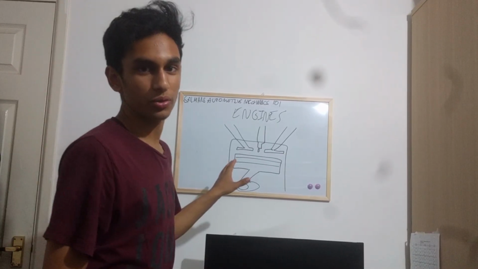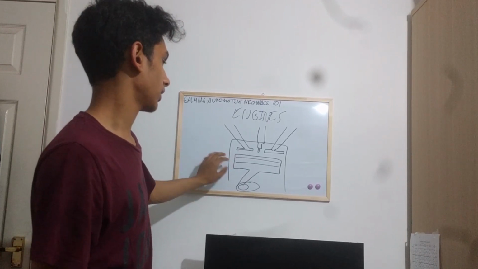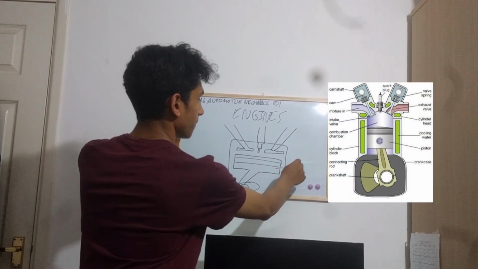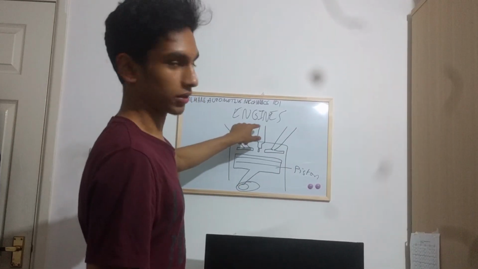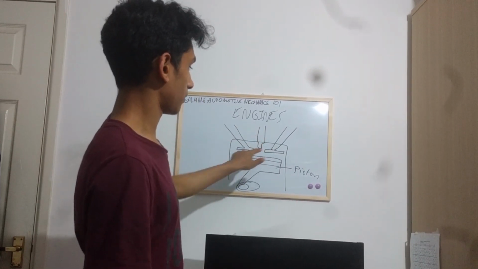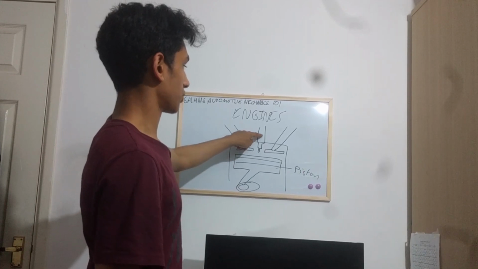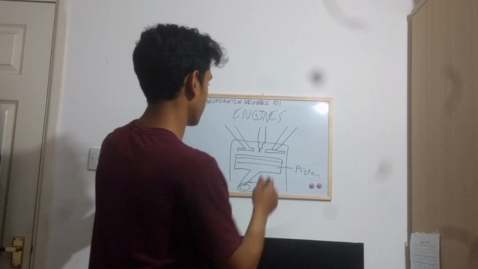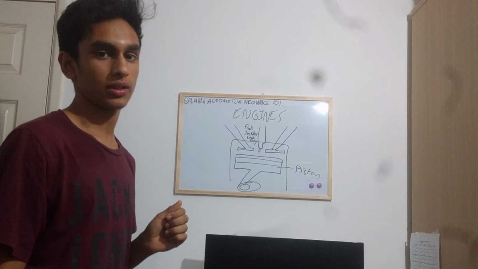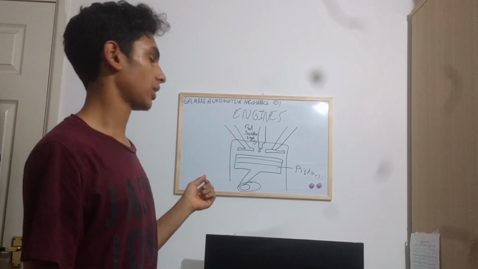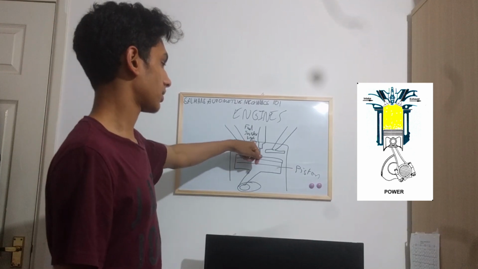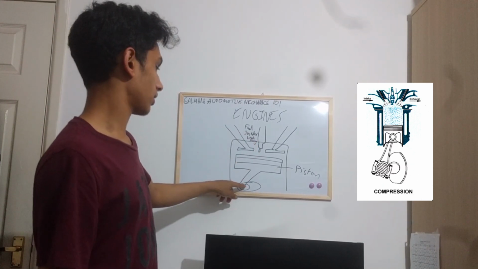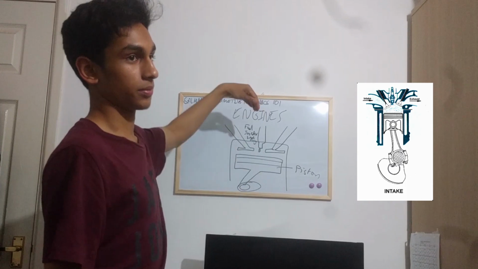This is a very crude drawing of what a cylinder will look like. In the middle you have your piston. At the top you have your inlet valve, your exhaust valve, and your spark plug and fuel injector. The way an internal combustion engine produces torque and eventually spins the wheels of your car is the piston is pushed down, which creates a turning force, and then it comes back up again.